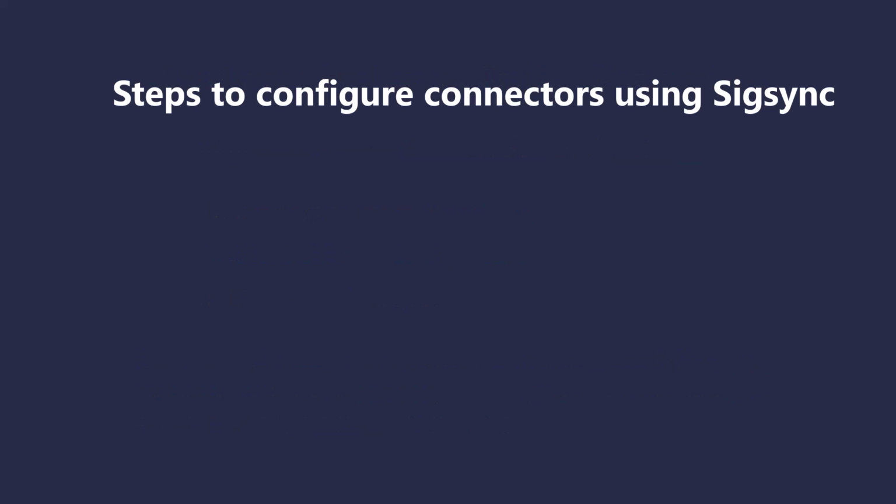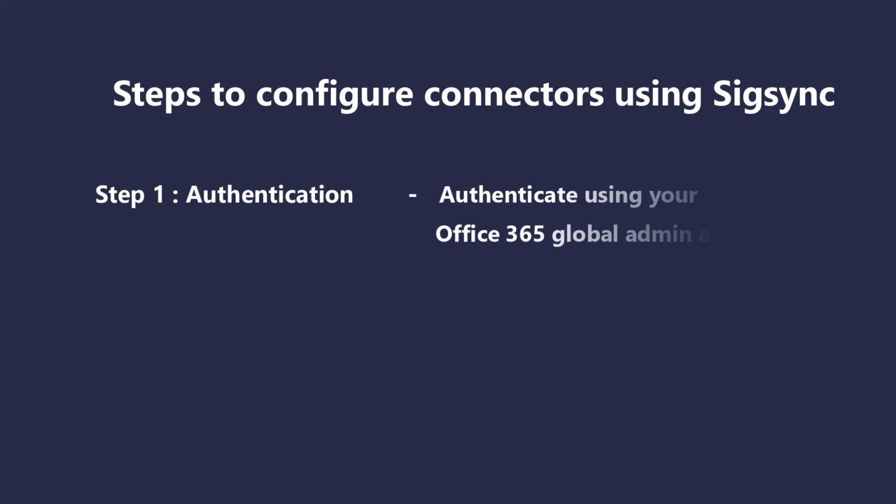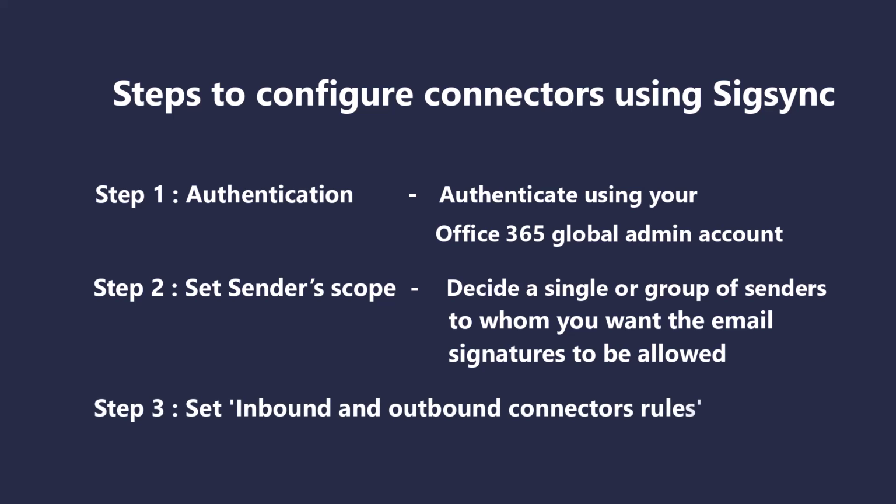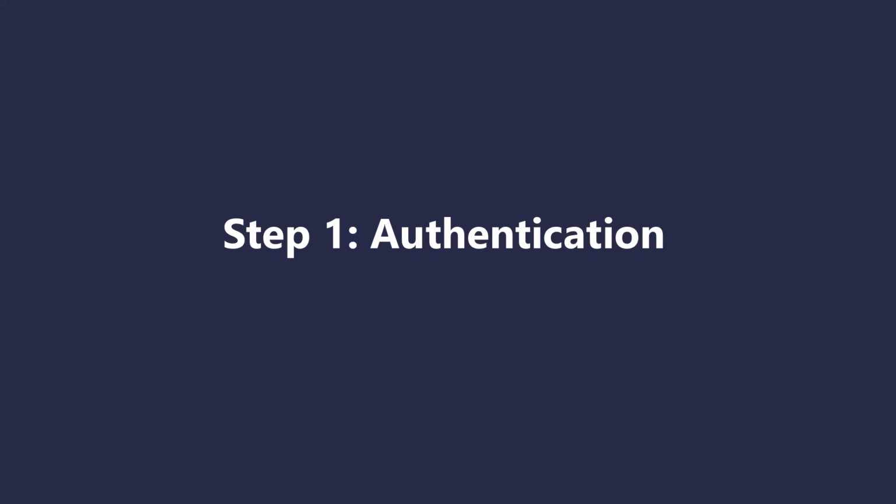There are three main steps involved in connector configuration. The first step is to authenticate using your Office 365 Global Admin account. The second step is primarily called setting sender scope, wherein you will decide a single or group of senders to whom you want the email signatures to be allowed. The third step is to set inbound and outbound connectors rules. Let's see the initial step, that is authentication.